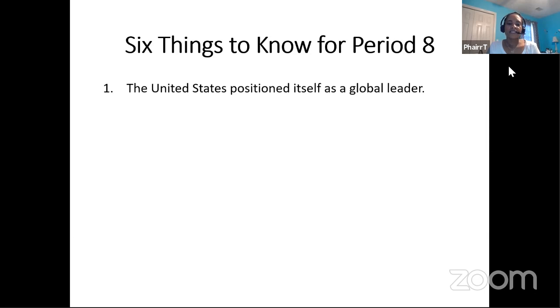Number 1, the United States positioned itself as a global leader. What does that mean exactly? Now that we have atomic weaponry, how does the world view us? Are we a threat? Are we a friend? We are talking about stopping the spread of communism. We want nations to be democratic, with more capitalism versus communism. We want to be seen differently than how we were viewed at the end of World War I, where we made a plan but weren't able to actually help implement it. So we want to do things a little differently at this point.